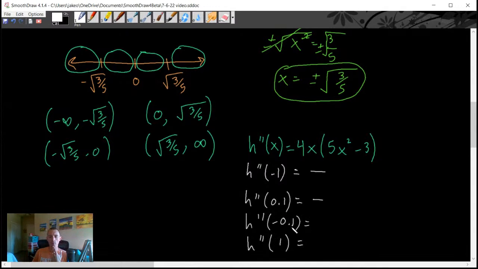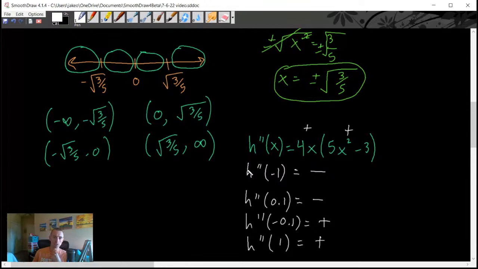Okay, then we'll plug in negative 0.1. I'll go a little quicker now. 4 times negative 0.1 is a negative number. Negative 0.1 squared is positive 0.01 times 5 is 0.05 minus 3 is negative. So we get a negative times a negative is a positive. And then if we plug in positive 1, we get a positive here and a positive here. A positive times a positive is a positive.